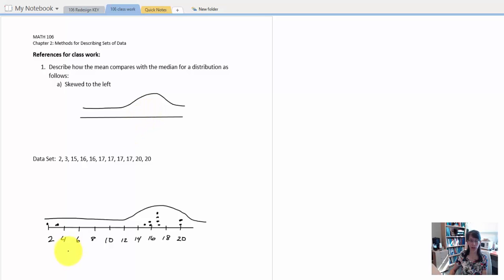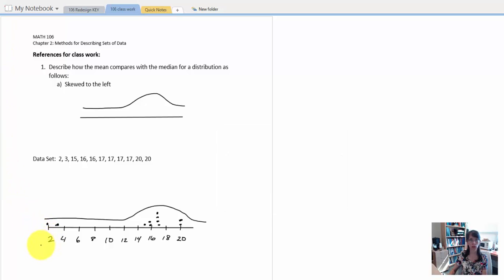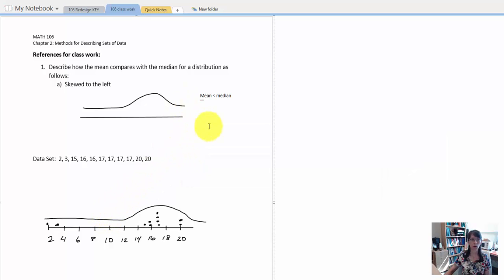So that's just looking at a picture. We can actually calculate the mean and the median and compare those numerical values to prove that our measurements are skewed to the left. This means the mean should be less than the median. So let's work that out.